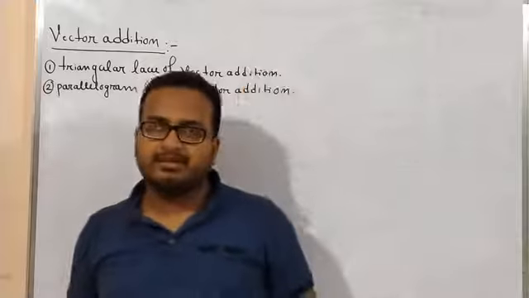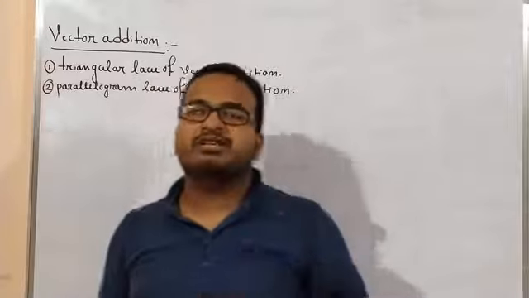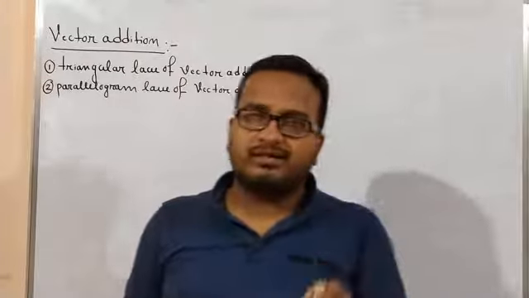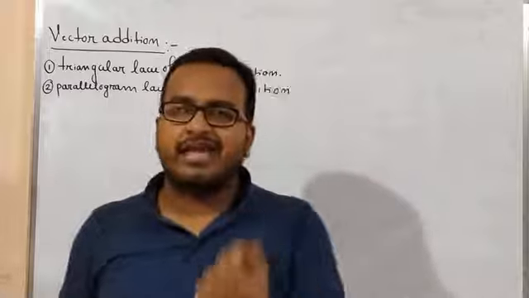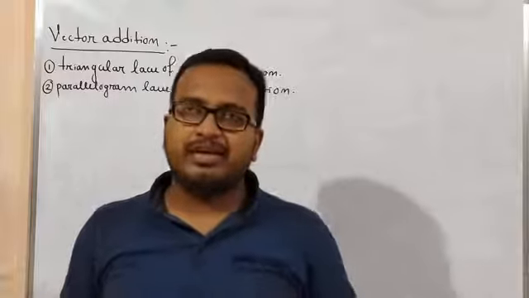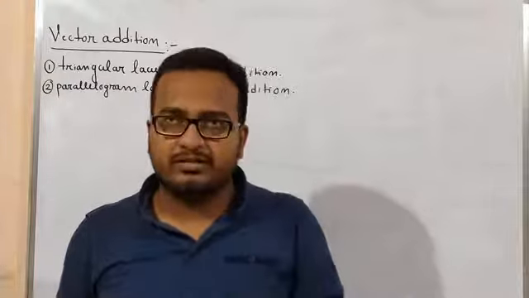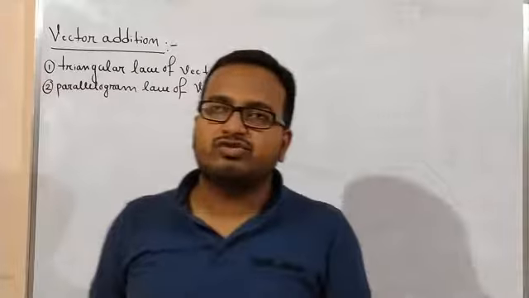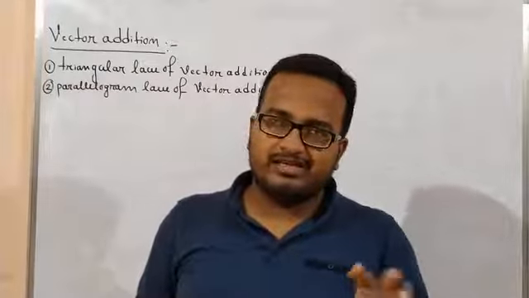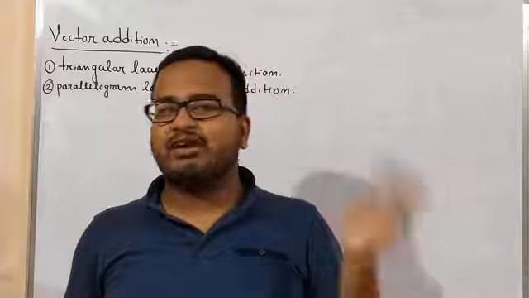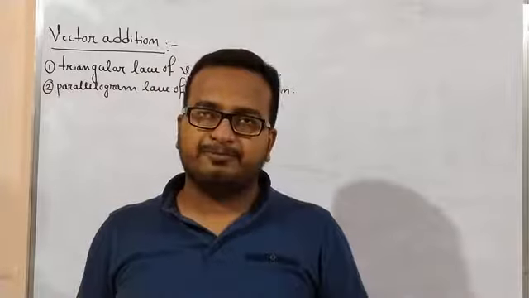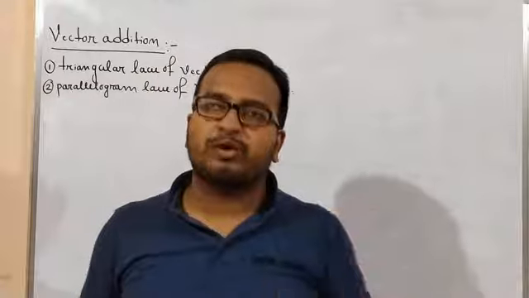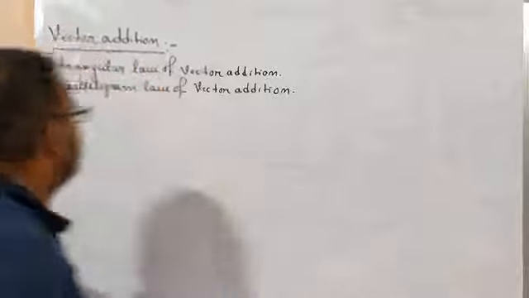Are you getting this? Parallelogram law of vector addition says what? If two vectors represent the adjacent sides of a parallelogram as co-initial vectors, then the sum of these two vectors is represented by the diagonal of this parallelogram passing through that common point. Let me explain it.